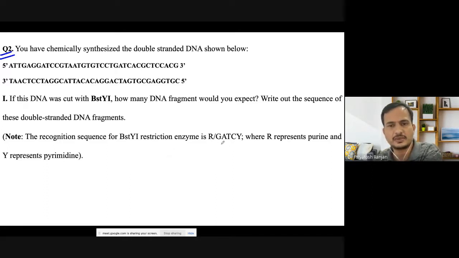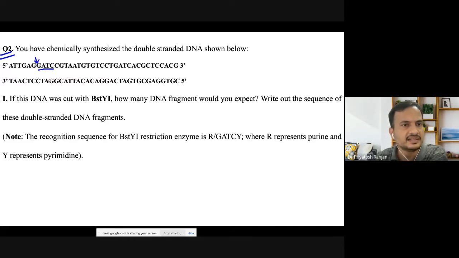The recognition sequence is given, RGATCY. It makes a cut after R. I hope you all know that R represents purine here, while Y represents pyrimidine. Now let's try to find those sequences. RGATCY. GATC, but is it R here? Purine, fine. How about this one, Y? C is a pyrimidine, fine. So this seems to be okay.